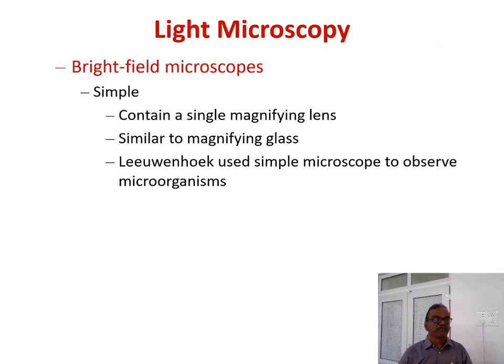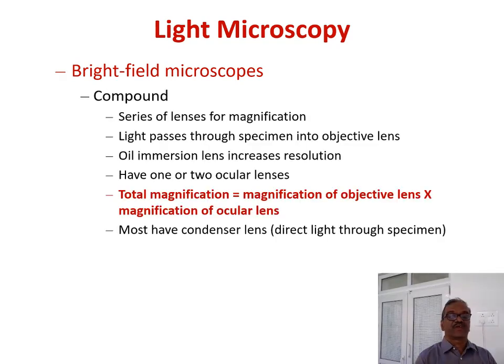Okay, then the bright field microscope. As we discussed, there are different types of microscope. The bright field microscope is simple, as I told, a single magnifying lens. Leeuwenhoek used this to observe microorganisms. So this is the first. Then the second one is compound, a series of lenses for magnification. How many lenses are we using now?